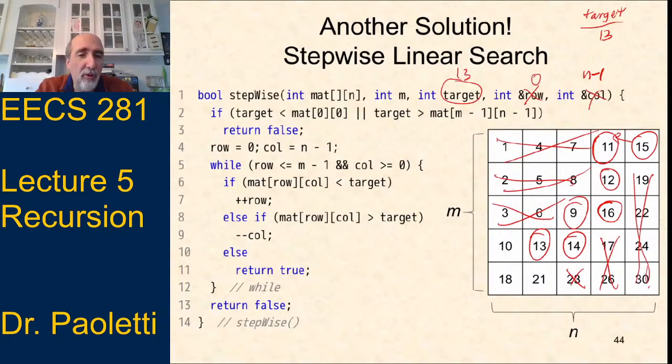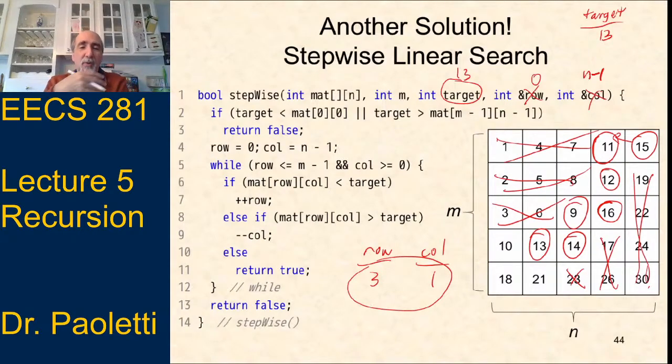So we find 13, we return true, and when we return true, the value row is 0, 1, 2, 3. Row is now 3, and column is now 1. So we return true. If we return true, the caller knows these are valid to look at. If we return false, the caller knows those aren't valid to look at because it was never found. So this one is one where I don't really want to write a recurrence relation of this complexity. Let's logic this complexity out.